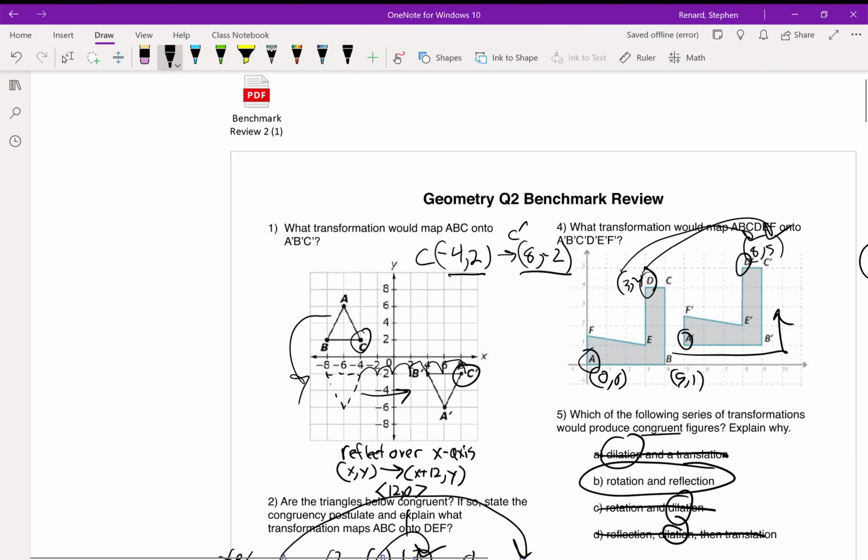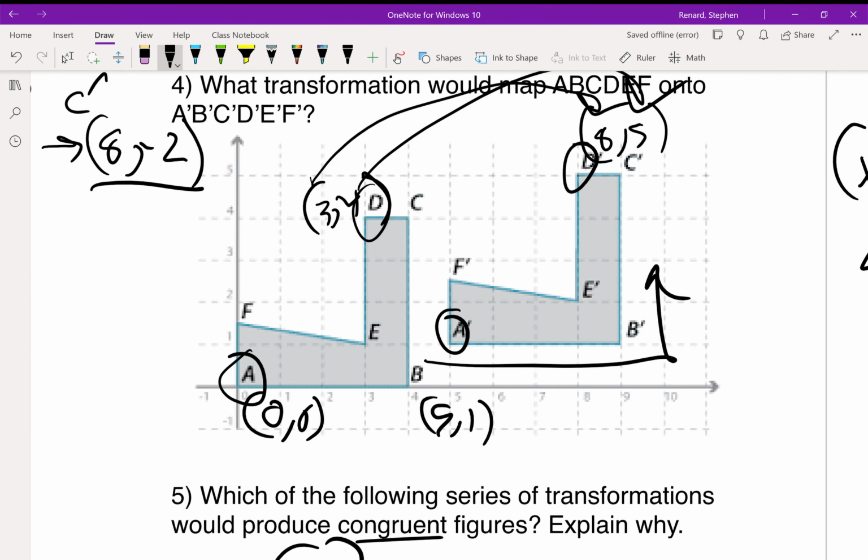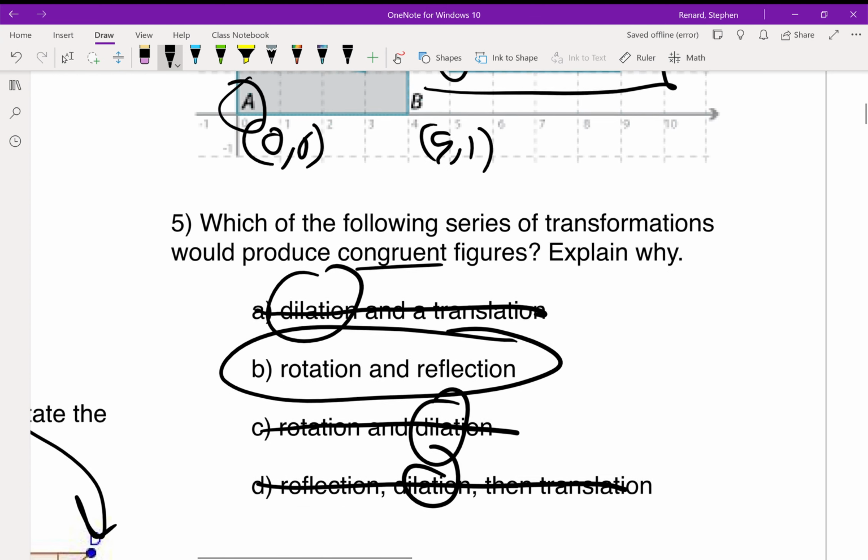Going back up to number 4, what I did here was I went, okay, the whole thing needs to move over 5, up 1, and I picked 2 points to make sure that that worked. Because the last thing I want to do is just assume that for 1 point it works. Which of the following series of transformations will produce congruent figures? And this is what we were just talking about. Because they're congruent, I can only use rigid transformations. Rigid transformations are translations, reflections, and rotations. So notice that the 3 I crossed out, A, C, and D, all have dilations in them.